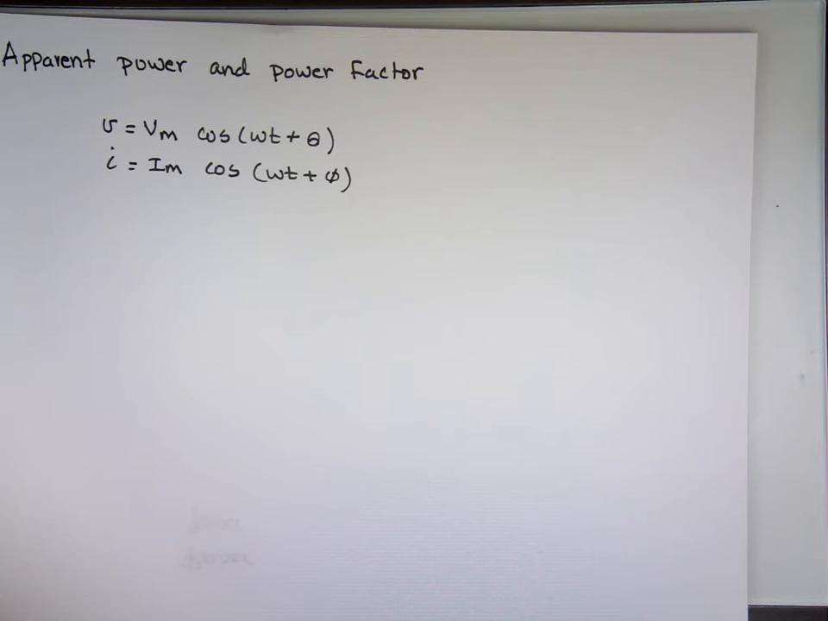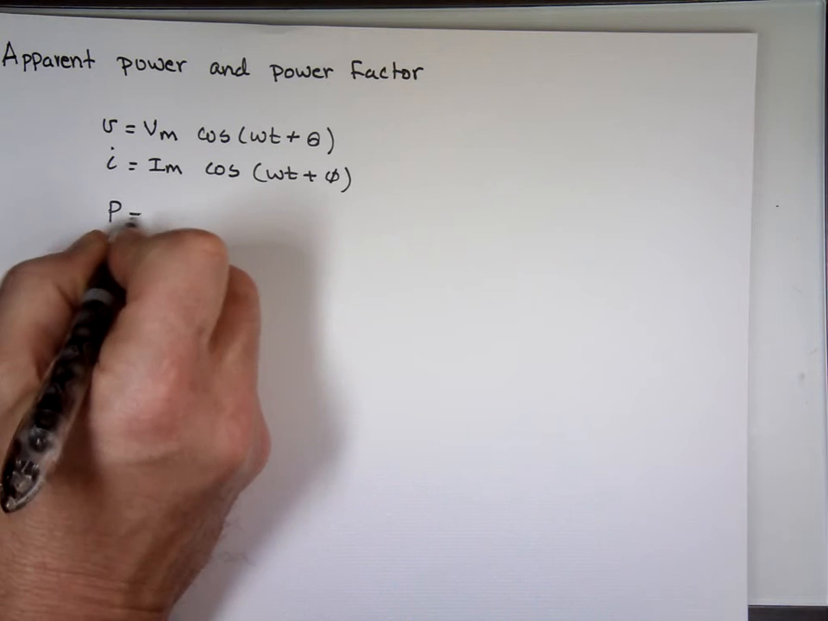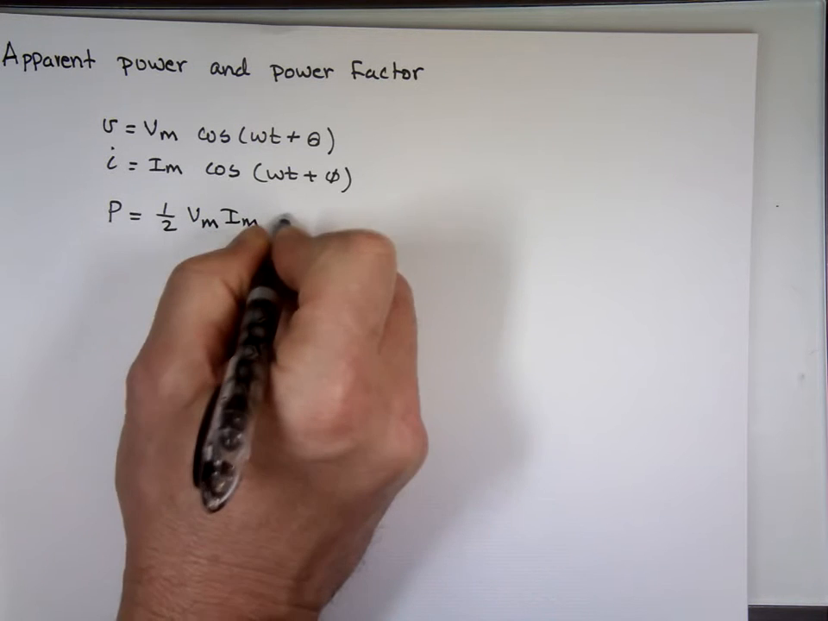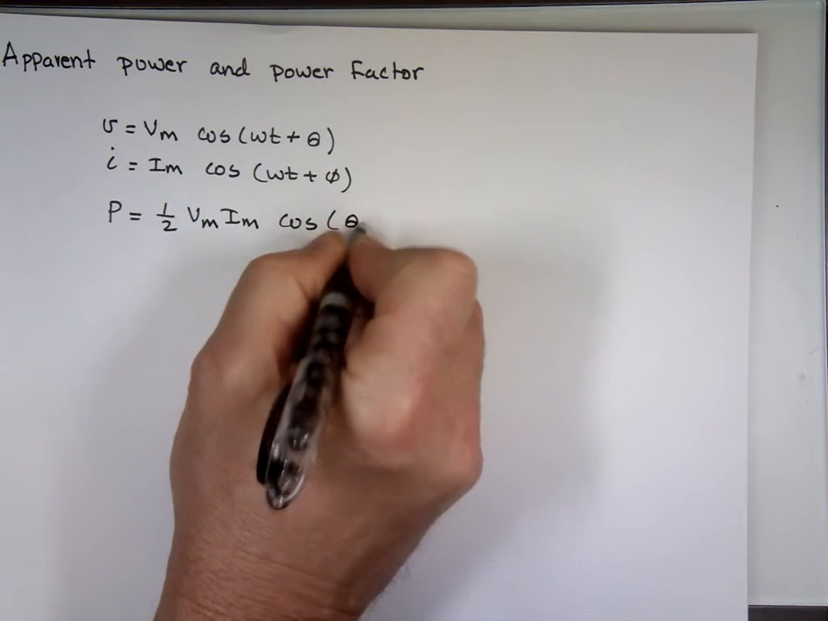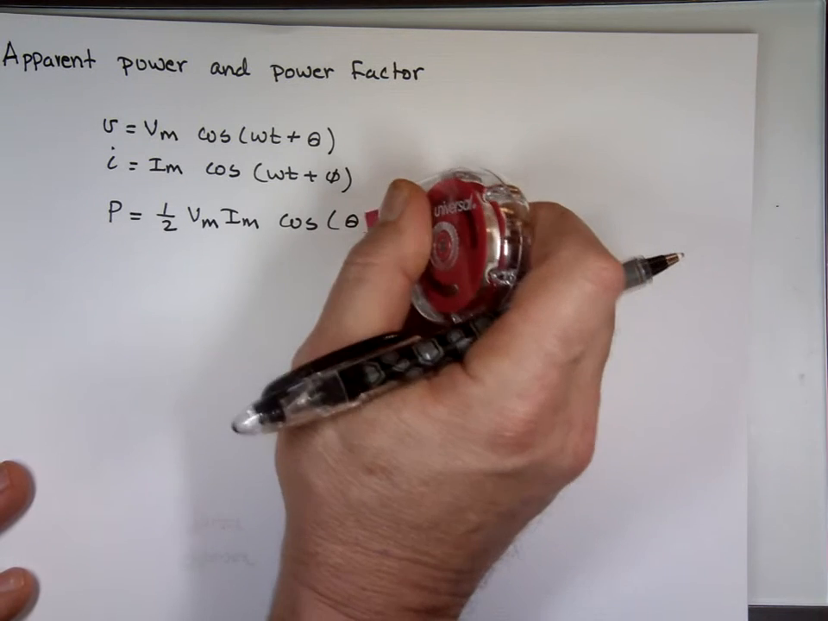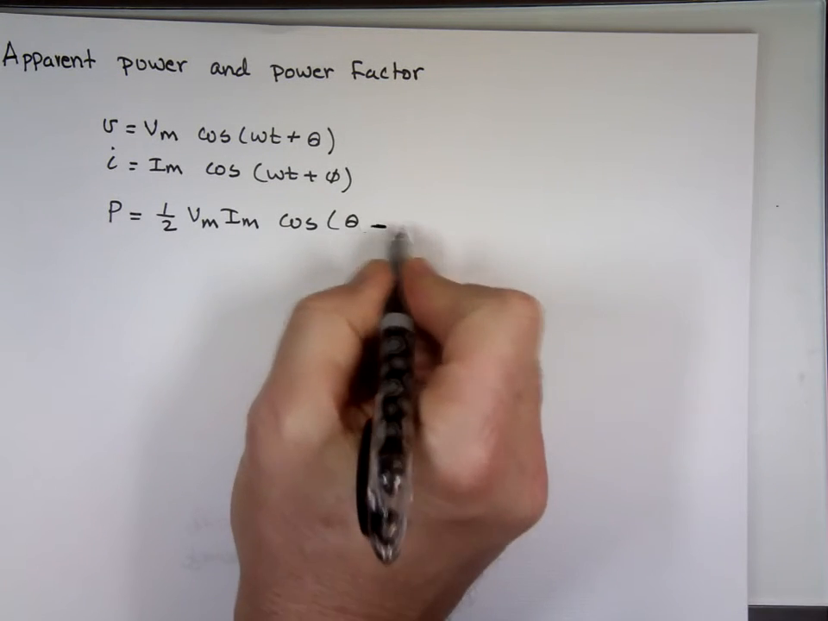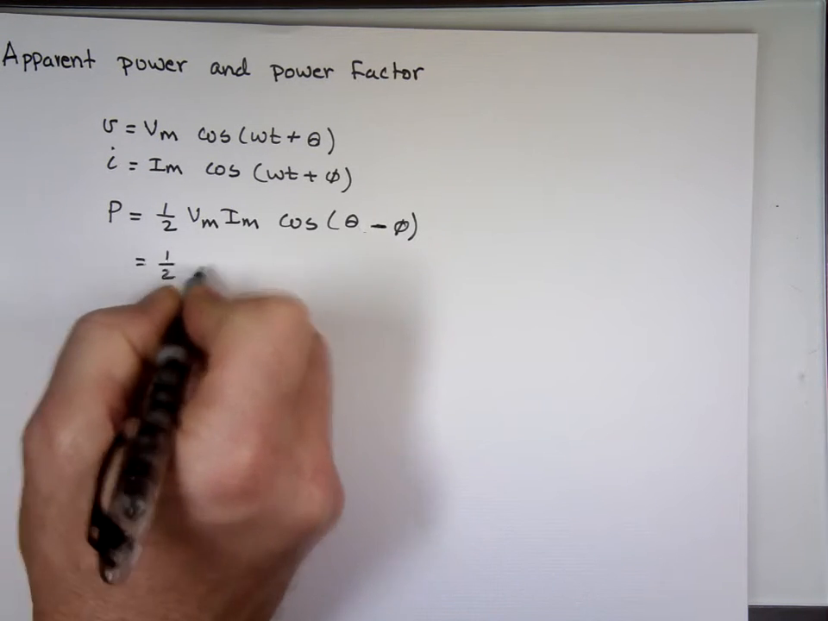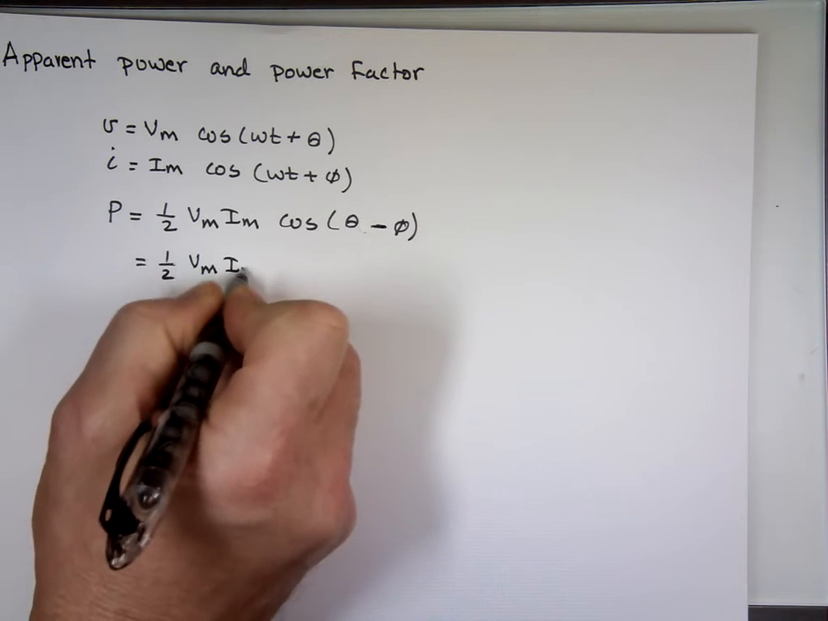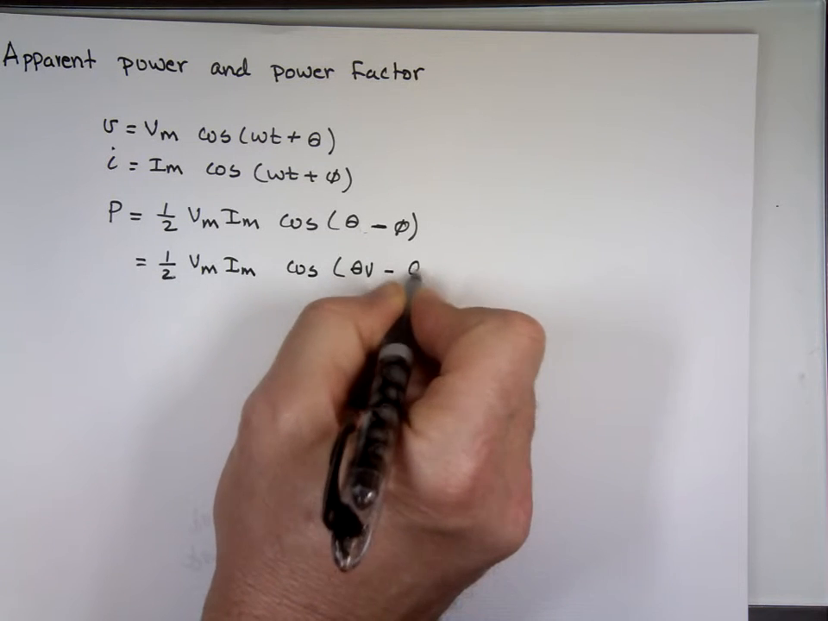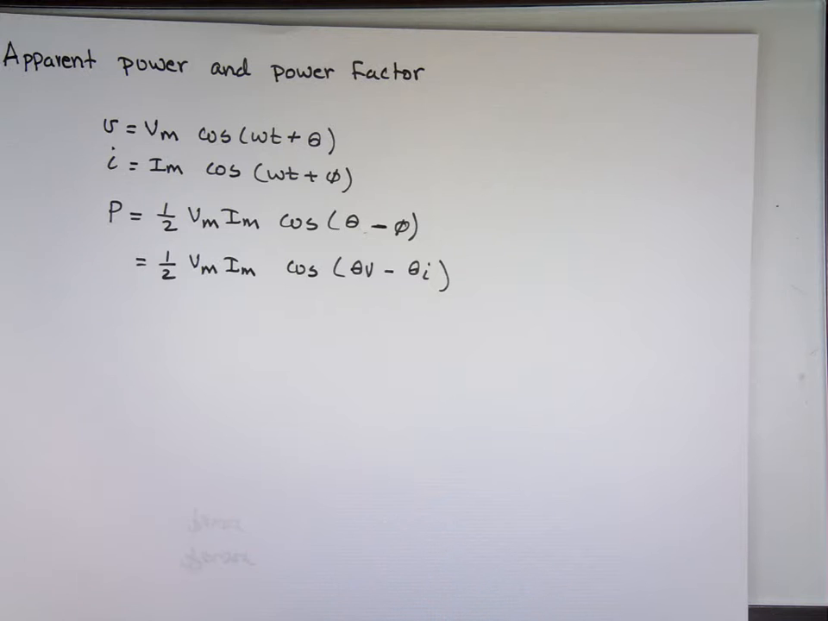Now, if you remember the average power, we calculated the average power last time to be what? 1/2 V max I max cosine, what was it? Theta V minus theta I, or theta minus phi. So it's theta, which is the phase shift of the voltage, minus the phase shift of the current. I don't like theta and phi, so I usually call them 1/2 V max I max cosine of the voltage phase shift minus the current phase shift. So I like this one better instead of theta minus phi.